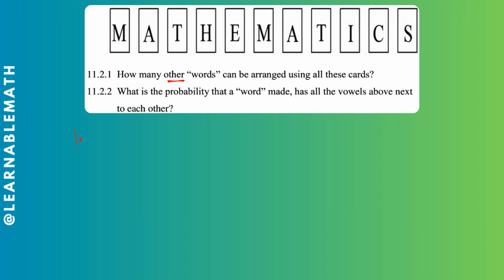Let's first check which ones are repeating. You can see M is repeating 2 times. And we can see A as well, it's repeating 2 times. And we can see T, it's also repeating 2 times, right? There's nothing else that is repeating. So in total we have 11 letters, where M is repeating 2 times, A is repeating 2 times, T is repeating 2 times. Maybe let me use a different color.